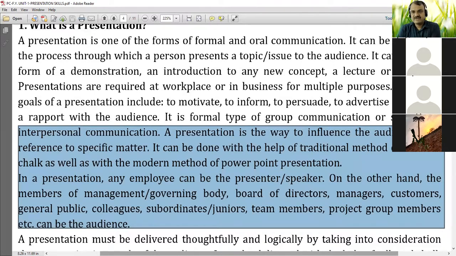A presentation is the way to influence the audience with reference to a specific matter. It can be done with the help of the traditional method of talk and chalk.